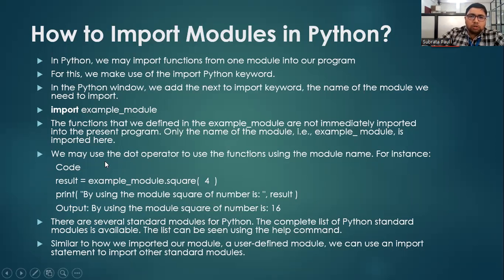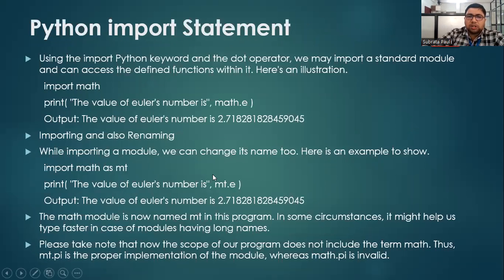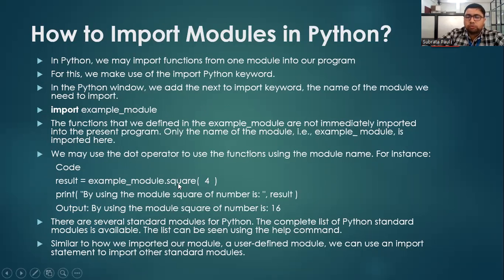Next, we can also use the dot operator to use the functions within the module. For example, there is a particular function, square, which we want to import only from the module example module. Therefore, we can write in our program: result equal to example_module.square. That means here, out of the example module, we are trying to use the function square.